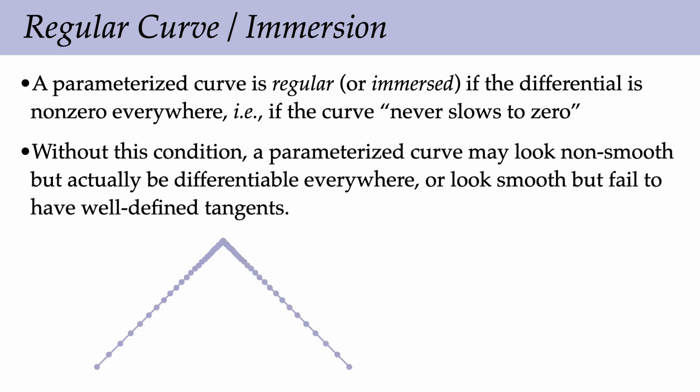So for instance, here's a curve that looks like we have this corner where it shouldn't be differentiable, and yet because we're slowing down to zero and then starting back up again, it actually will turn out to be differentiable. Okay, we'll see that in a second. Here, on the other hand, is a curve that looks perfectly good. It's a nice round circle, right? But because we slow to zero, we don't have a well-defined differential everywhere. So a lot of painful things can happen if your curve is not regular.